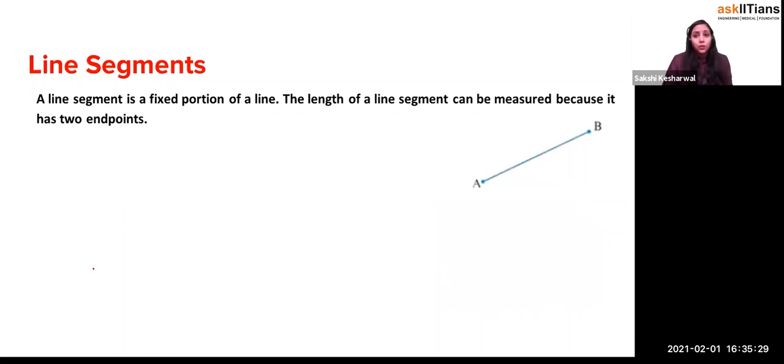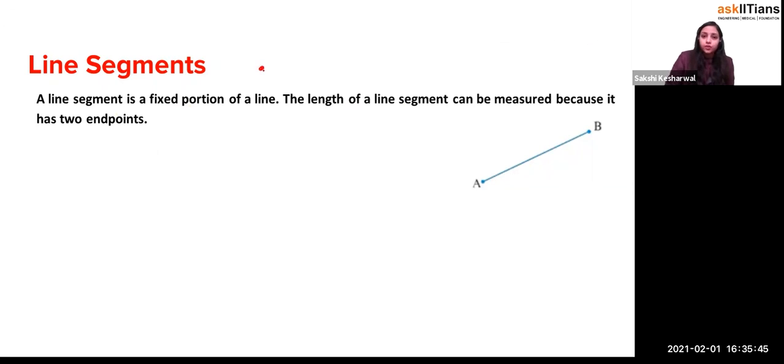Okay, so we have already learned it. What is a line segment? A line segment is basically the distance between two points in a straight line, not in a curvy position, right? A line segment is a fixed portion of a line, and the length of the line segment can be measured because it has two endpoints, right?